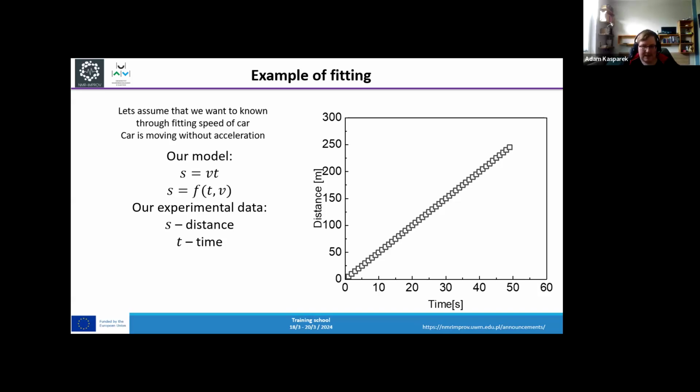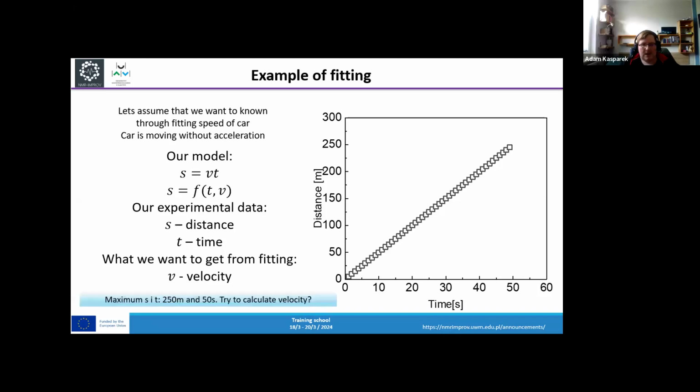Okay, so now a quick question to you. Of course, we want to get our speed, velocity, from this. If the maximum traveled distance was 250 meters, and it took our car about 50 seconds, what was the speed? I will give you 2 minutes. You can write the answer in the chat, and we then do the example of the fitting.